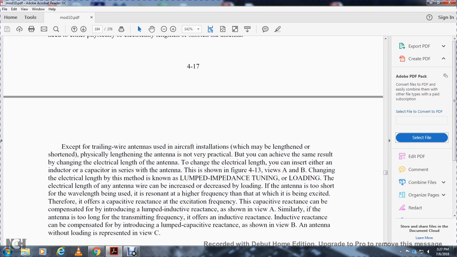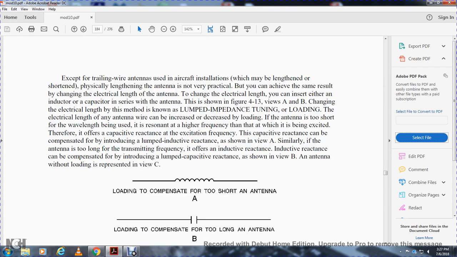If the antenna is too long for the transmitting frequency, the inductive reactance can be compensated for by introducing lumped capacitive reactance, shown in View B. The antenna without loading is represented in View C.